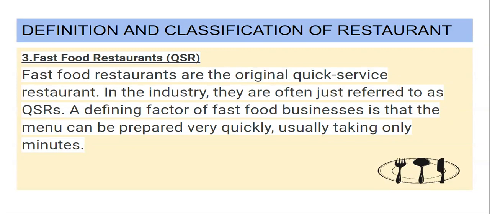A defining factor of fast food businesses is that the menu can be prepared very quickly, usually taking only minutes, right? Usually 5 to 10 minutes and they can already release the customer's order. The time only gets longer, 15 to 20 minutes at the longest, if ever. One of the reasons is a problem in the kitchen or with the stocks, or an error in the way they prepare the food. Okay? So, what else can we see in this restaurant?